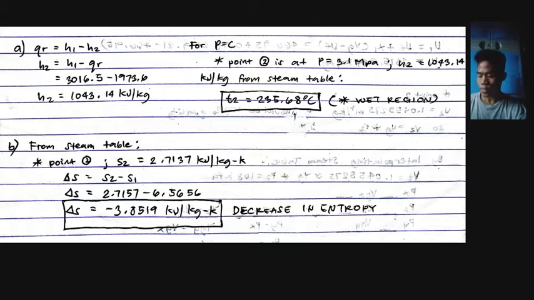So delta S equals S2 minus S1. So that's our formula for that. And by substituting it, our S2 equals 2.7157 minus the value of S1 equals 6.5656, and by calculating it, our delta S equals negative 3.8519 kilojoules per kilogram K, a decrease in entropy.